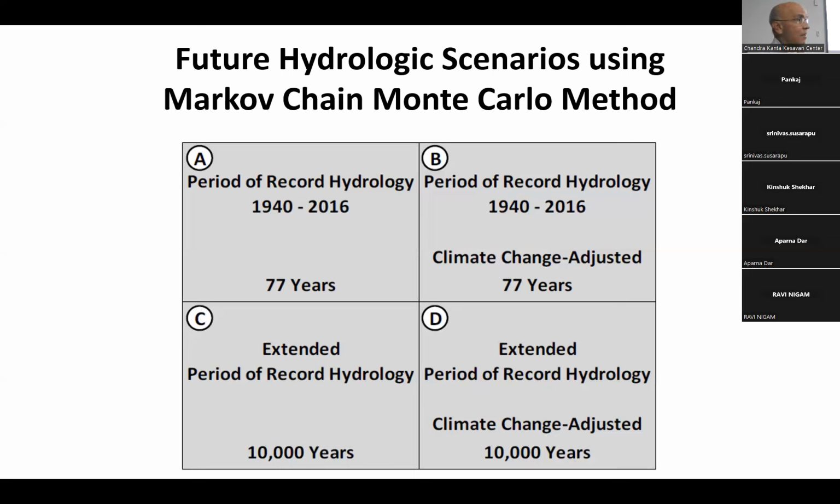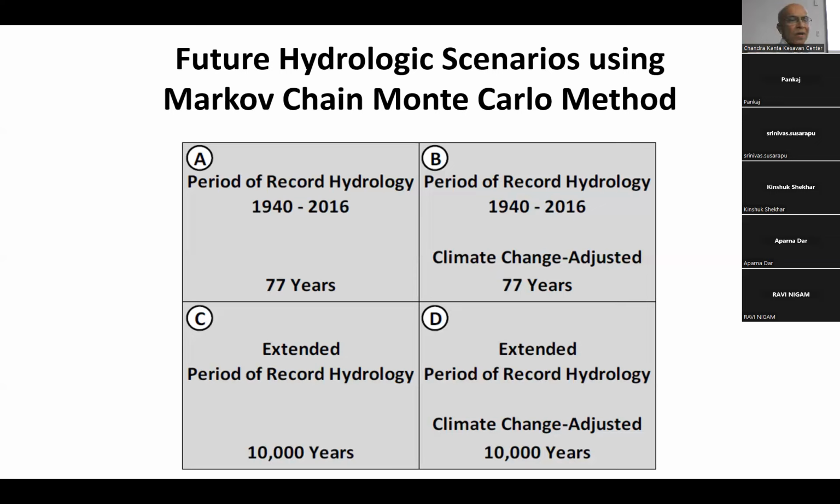So that gave us a little more confidence, saying, okay, now we're talking. Now it's like the equivalent of having 10,000 years of data from the past, and now we're going to project into the future. That's what we did. And so that was the record hydrology extended. And at the bottom right, in panel D, is the extended period of record hydrology, but adjusted for climate change again.